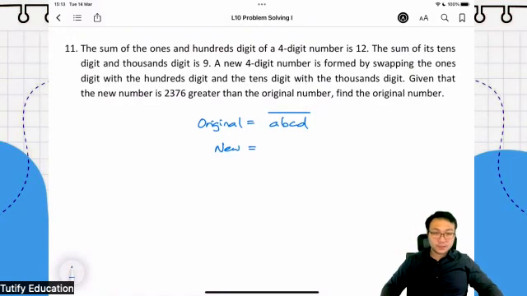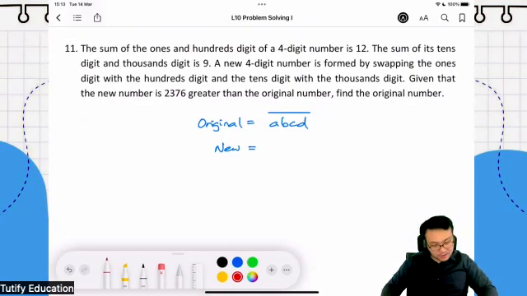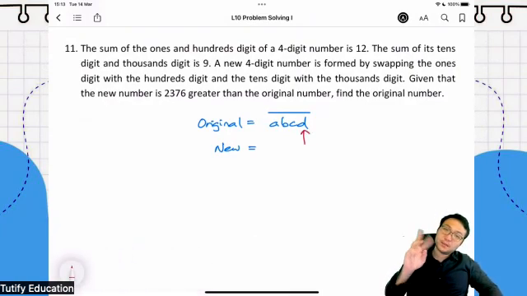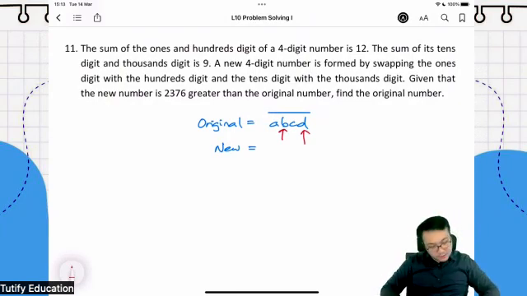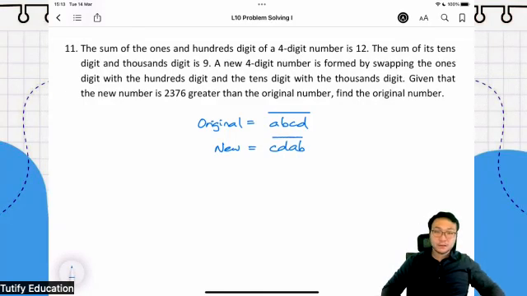They took the ones digit, this is the ones digit over here, and they swap it with the hundreds digit. That means they put it over here. What else did they do? They took the tens digit and swapped it. They also swap the other two. What do you end up with, students? You end up with C, D, A, B like this. Now, what did the question say?